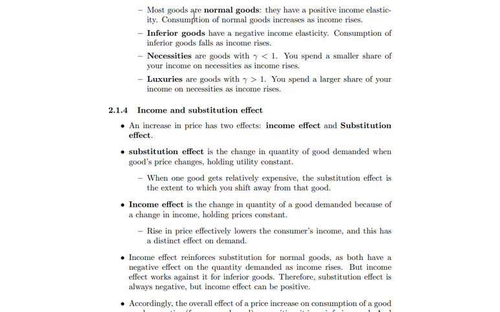And from normal goods we can derive two categories. The first one is necessities, which are goods with an Engel curve slope between 0 and 1. That means you spend a smaller share of your income on necessities as income rises. On the other hand, luxuries are goods with an Engel curve slope greater than 1. That means you spend a larger share of your income on luxuries as your income rises.